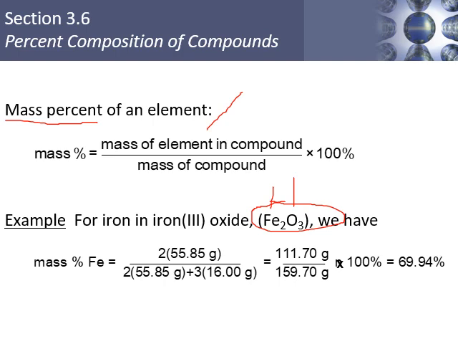So just divide how many grams you have of the thing you're interested in, which in this case is the iron, divided by the total mass. So in this case, it's about 112 divided by 160. And then you're going to get a decimal, which is going to be like 0.6994, and then to get it to percentage, you multiply by 100%. Next slide.